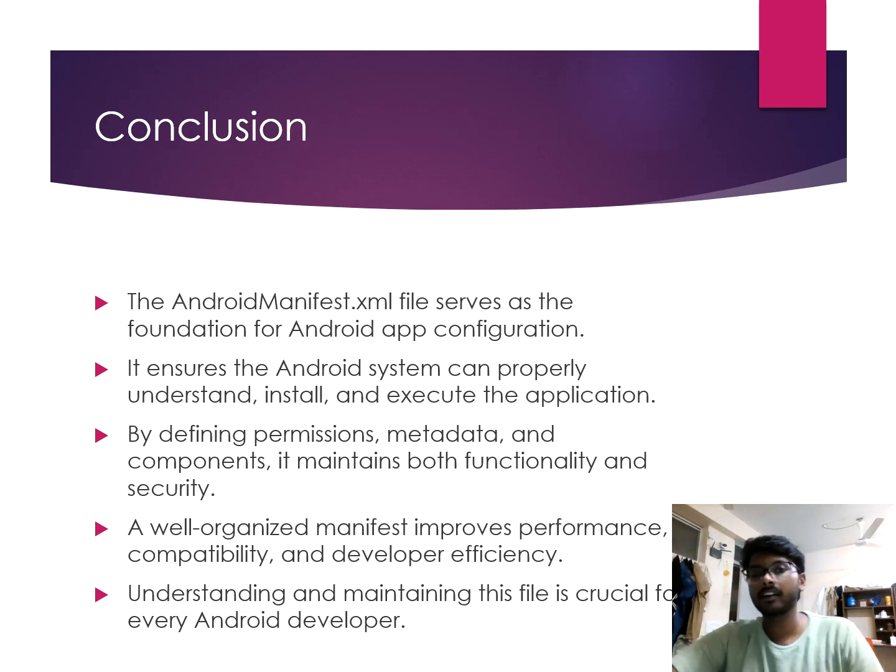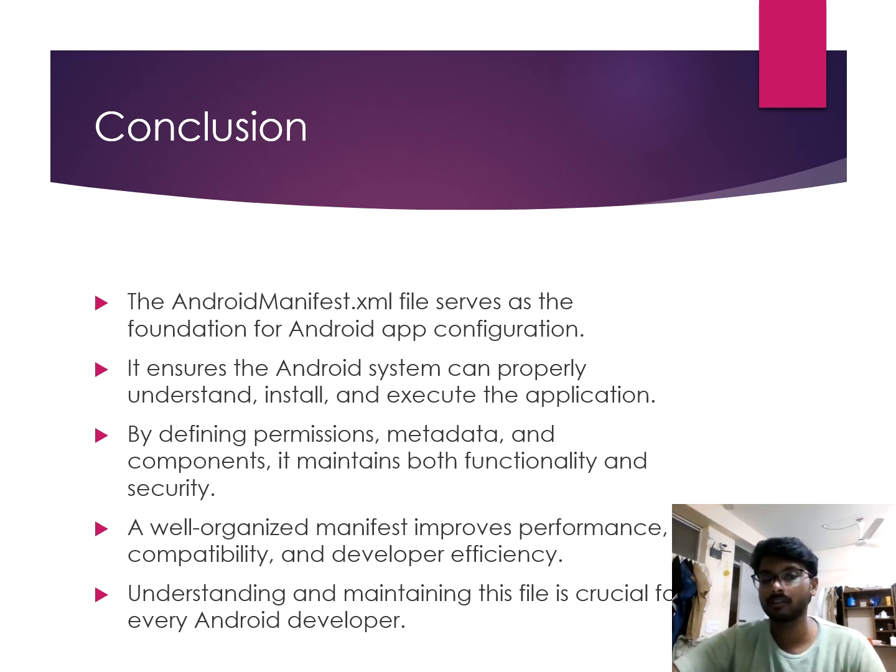Conclusion. The Android manifest XML file serves as a foundation for Android app configuration. It ensures the Android system can properly understand, install, and execute the application by defining permissions, metadata, and components. It maintains both functionality and security. A well-organized manifest improves performance, compatibility, and developer efficiency. Understanding and maintaining this file is crucial for every Android developer.